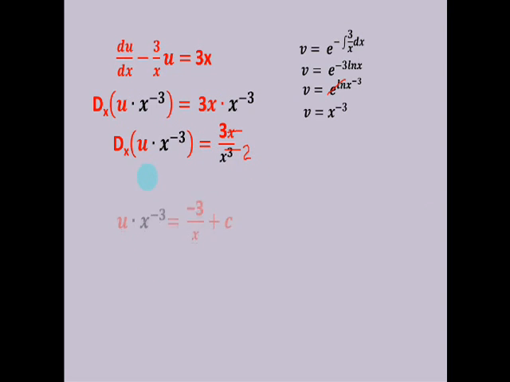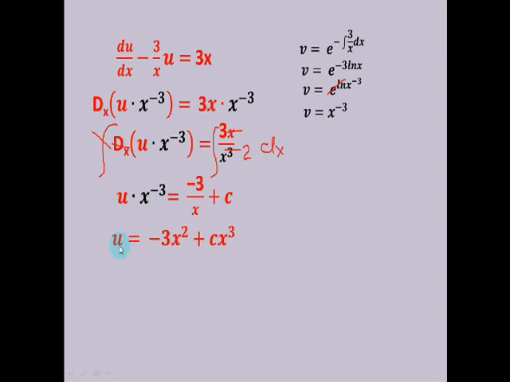So integrating both sides, the integral sign and dx here will just cancel out. So the equation will become like this: negative 3 over x plus a constant. So we want this equation to be equated to u, so we can divide the whole equation by x to the negative 3, and what will happen is that u is equal to 3x squared plus cx cubed.